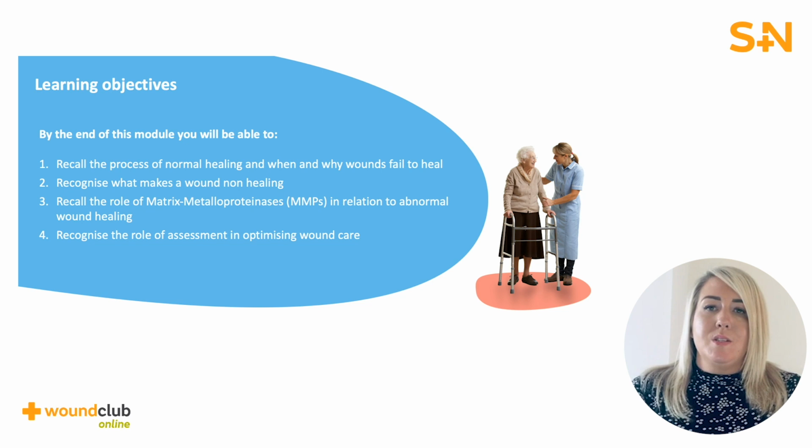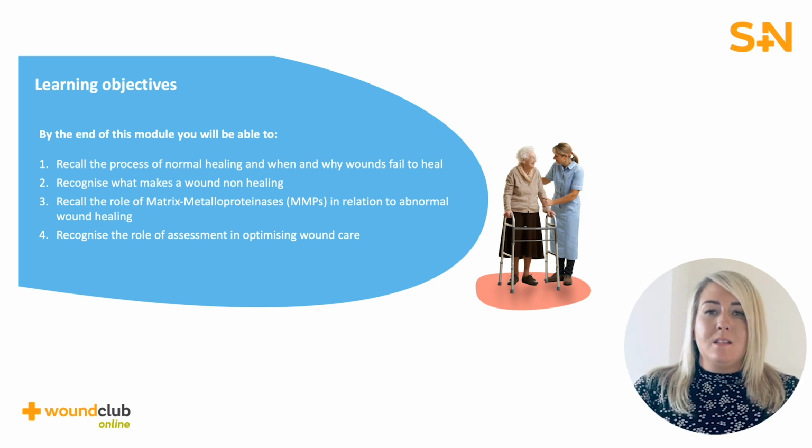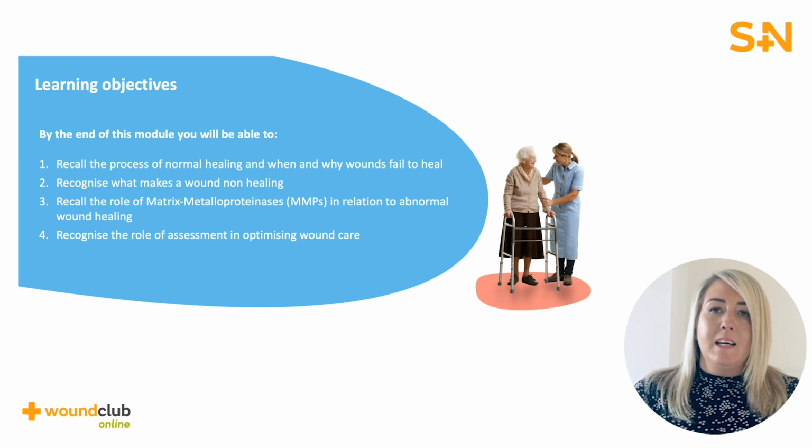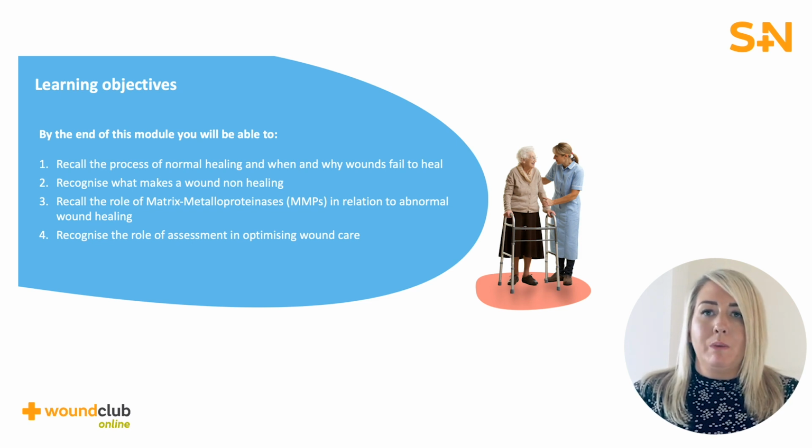Today we will be discussing abnormal wound healing. By the end of this module, you will be able to recall the process of normal healing and when and why wounds fail to heal. You will be able to recognise what makes a wound non-healing and also recall the role of Matrix Metallopeptidases, otherwise known as MMPs, in relation to abnormal wound healing. And lastly, you will be able to recognise the role of assessment in optimising wound care.